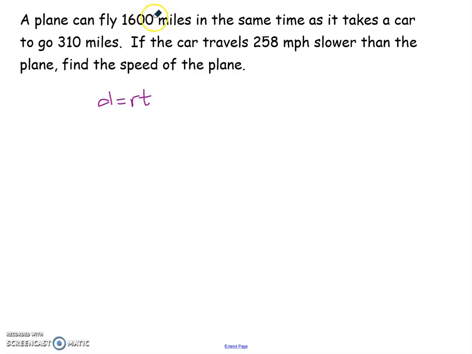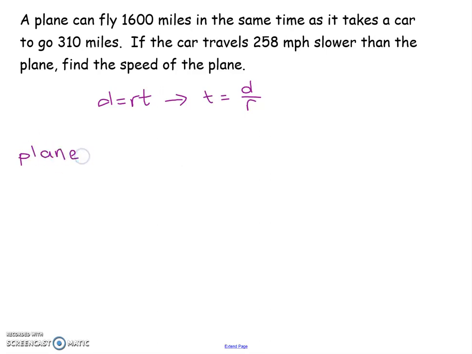So if we look at this problem, it's telling us that the plane is flying in the same time it takes the car to drive a certain amount. So with these types of problems, most likely we're going to have to solve for t. So let's get t by itself. To get t by itself, we're going to divide both sides by r. So t is equal to d over r. Now we have two different modes of transportation. We have the plane and we have the car. So we're going to make each one its own fraction.